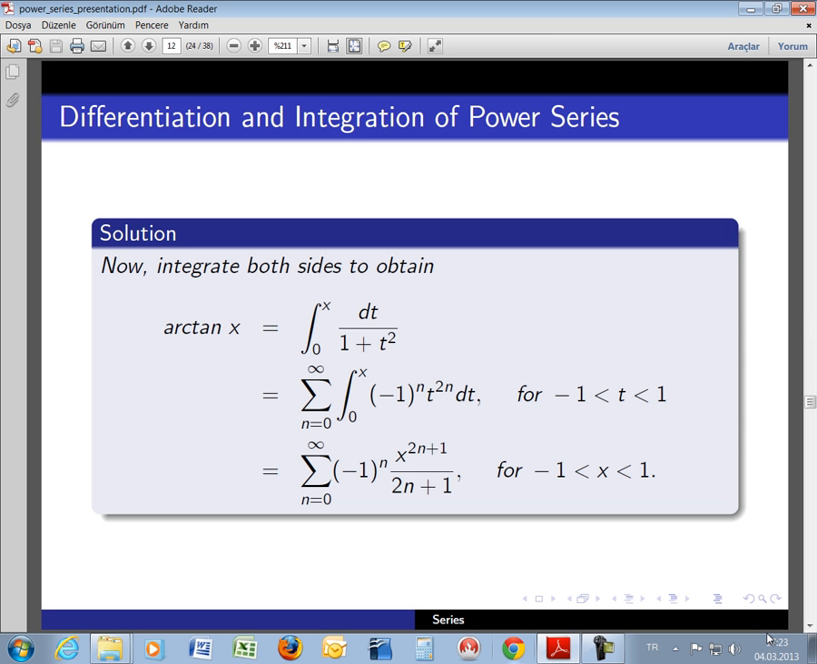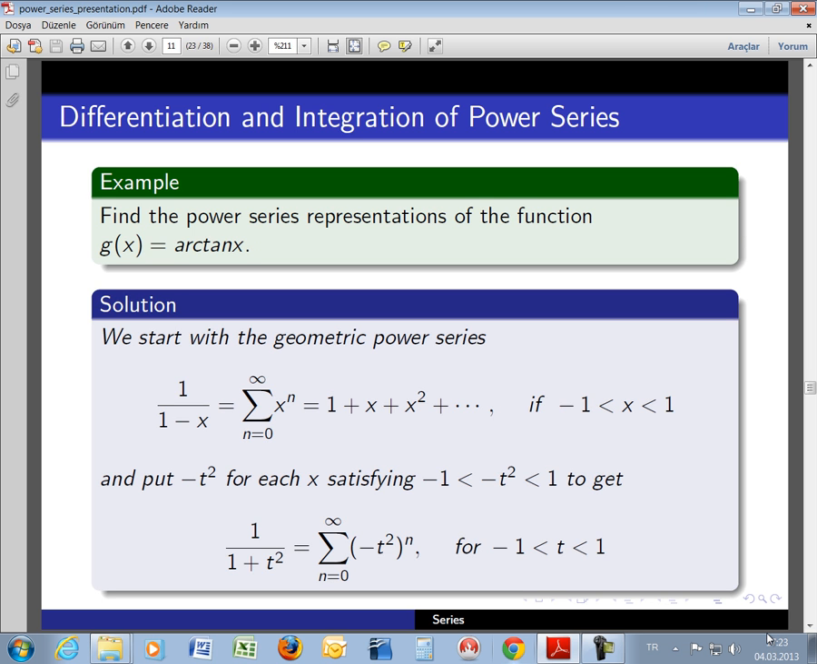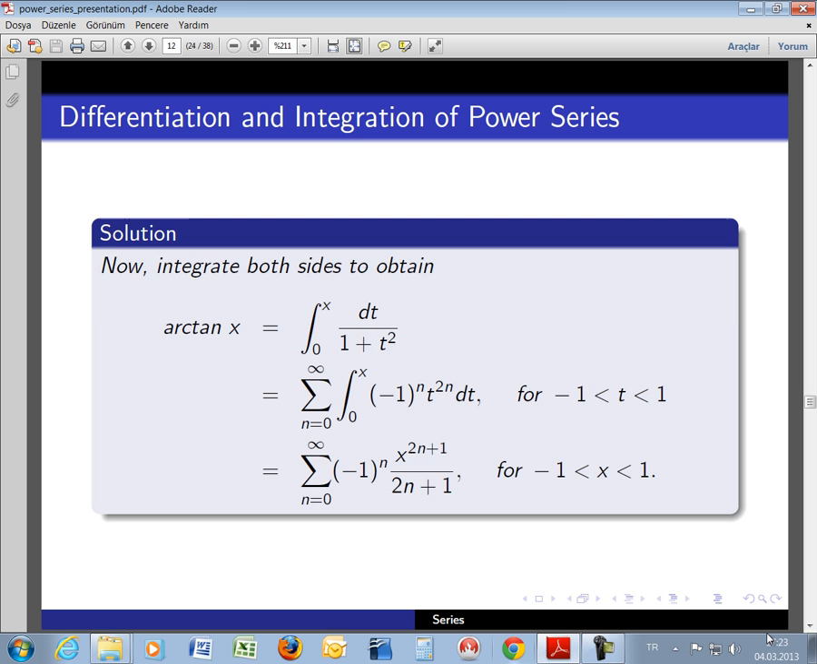And now if we integrate both sides of this equation, on the left hand side we obtain arctangent x, but on the right hand side we obtain the power series, the sum from 0 to infinity of (-1) to the power n, x to the power 2n plus 1, over 2n plus 1, where it is again defined for every x in the interval (-1, 1). This means that we get the power series representation of a function.